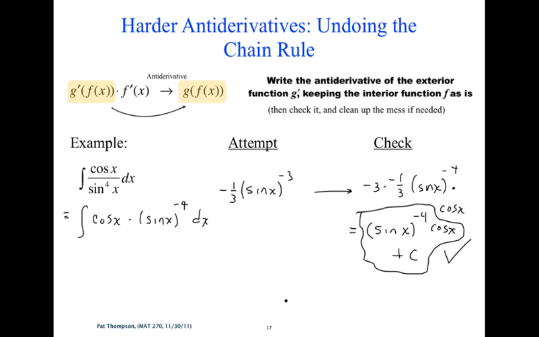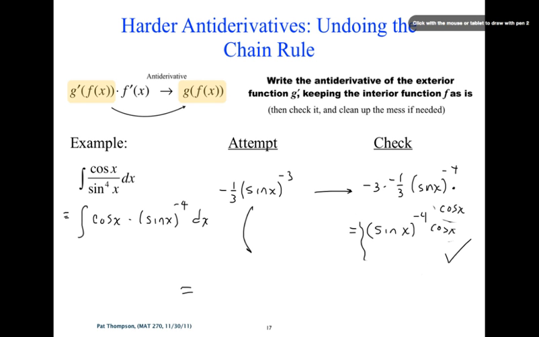Wait, that's not the answer though. So what's the answer? Sorry, that's not right. That's the check. That's the original rate function. So then our answer is negative 1/3 sine x to the negative 3 plus c. Right.